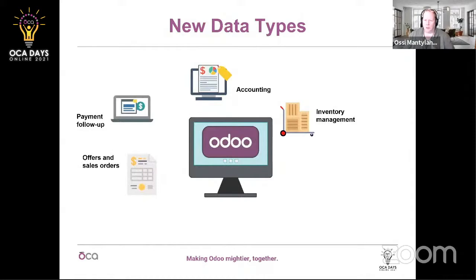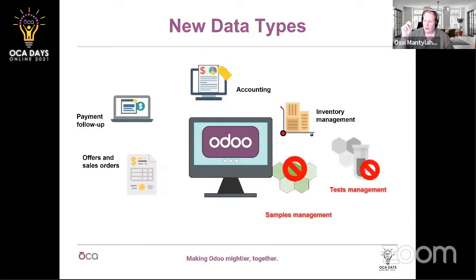So if we think about Odoo, how does Odoo fit into this kind of picture? Odoo does have quite a lot of features that are needed for laboratory operations. It can manage the orders, the sales offers, the payment follow-ups, accounting and inventory management. What Odoo does not, however, have are the management of tests and the management of samples.